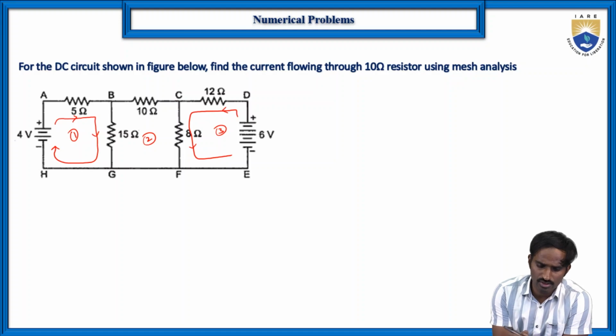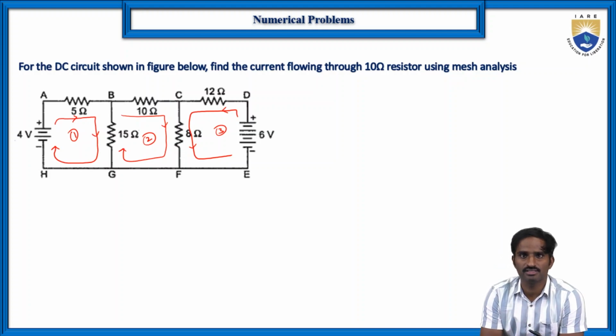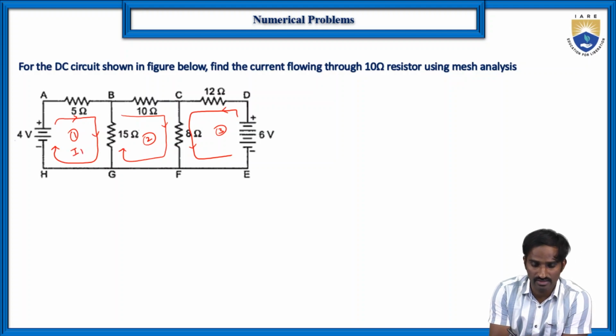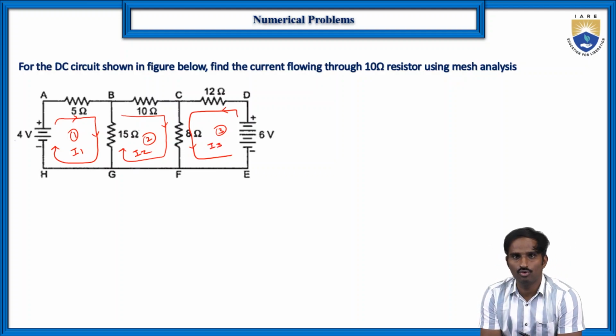In the second loop, let us consider the loop current direction as we wish, because there is no voltage source to indicate the loop current. Let us consider it like this. The current flowing through loop 1 is I1, the current flowing through loop 2 is I2, and the current flowing through loop 3 is I3. Now we should write the loop equations.